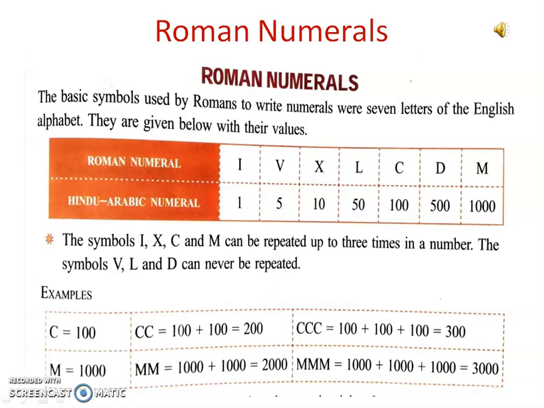C is equal to 100. As we learned, we can repeat C in a number. So we can write C twice, and it will give us the value 100 plus 100, that is equal to 200. We can repeat C thrice also, so it will give us 100 plus 100 plus 100, that is equal to 300.